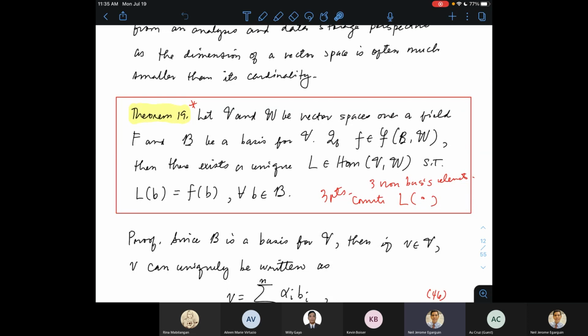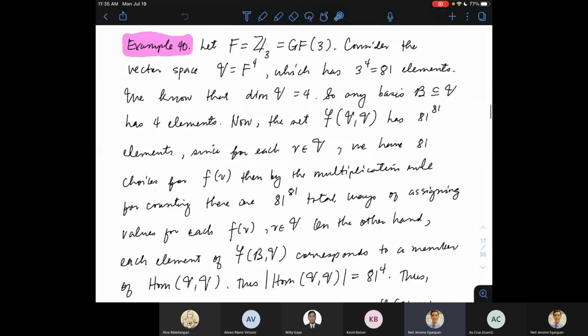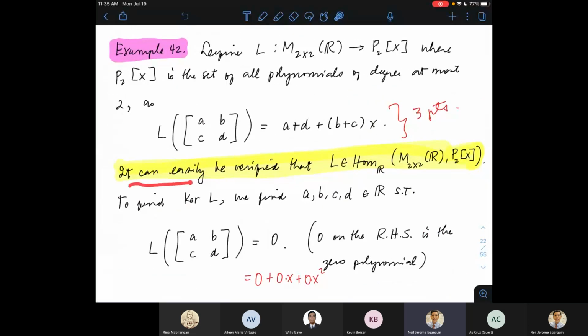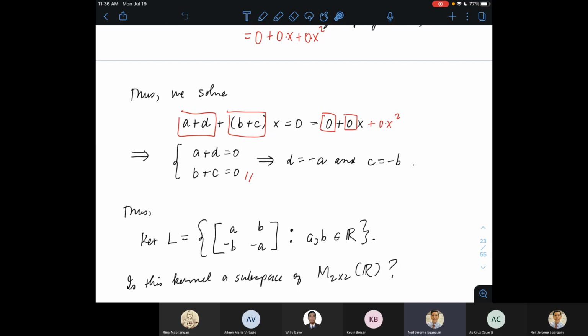Give me a specific example of how you can build a linear transformation out of a function f, little f, from the set of all functions from your chosen basis for V to W. Then another 3 points can be awarded if you verify that the map defined in example 42 is indeed a linear transformation from the set of all 2 by 2 matrices with entries over R onto the vector space of polynomials of degree at most 2 in the determinant X. And as I mentioned, you can try as many problems as you'd like.